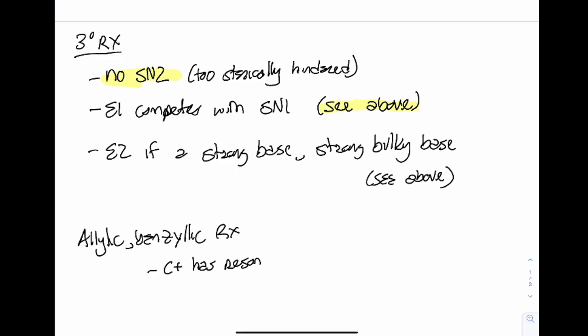Things that form carbocations, we want the carbocation to be stabilized. And that's why they don't go primary, because a primary alkyl halide or a primary carbocation intermediate is unstable. Secondary and tertiary are pretty decent. Allylic and benzylic are even better because they have resonance. So if you can stabilize the carbocation intermediate, then mechanisms that involve a carbocation intermediate are more likely. So SN1, E1 for these also.